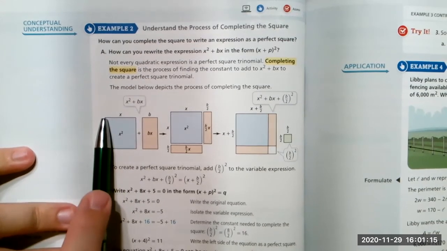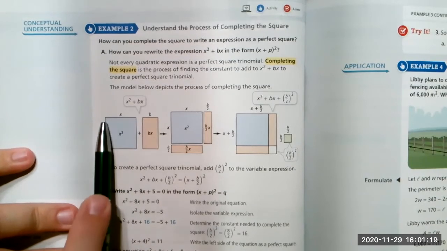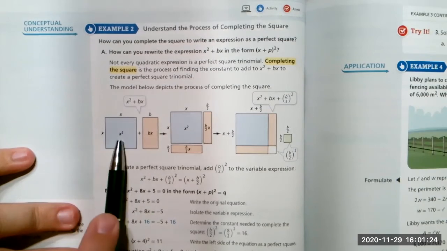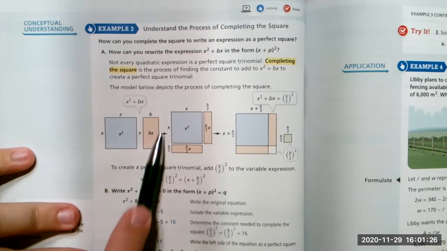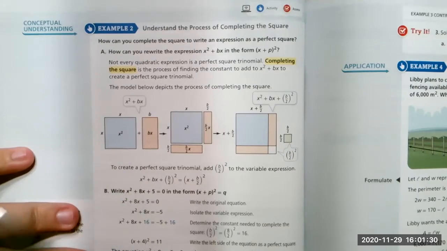Remember, a property of a square means that the length and the width are both equal to each other. So if the length is X, the width is X. They have to be the same thing, and then it's a perfect square. But if you're adding something else to it, it might not be a perfect square anymore. And here's that visual example.